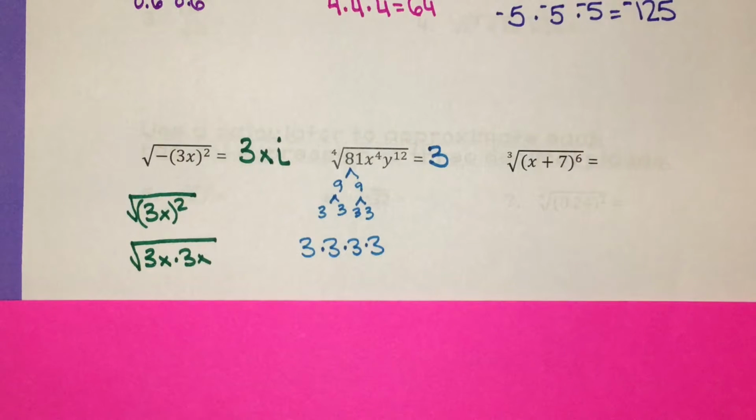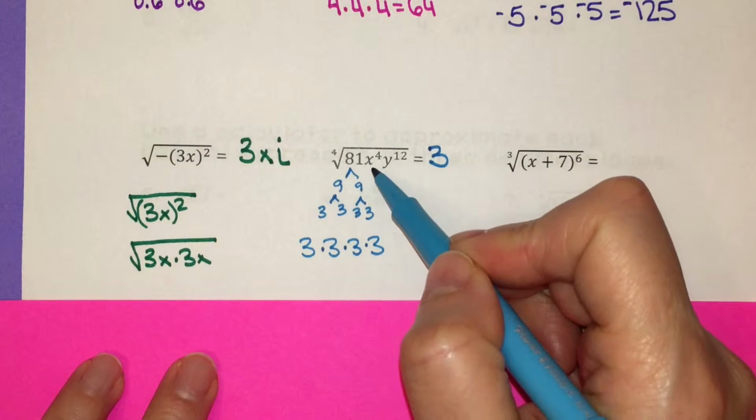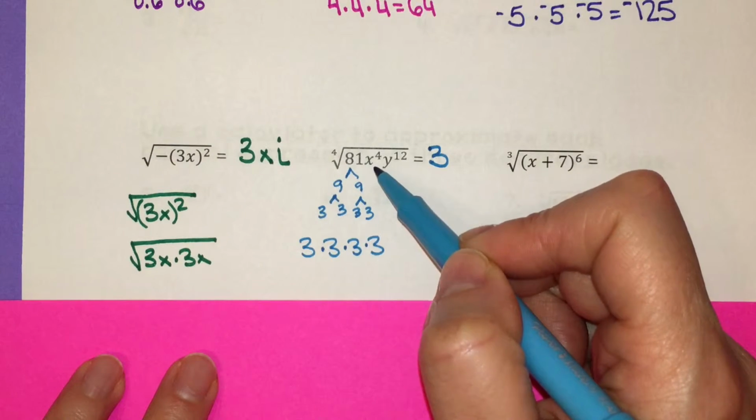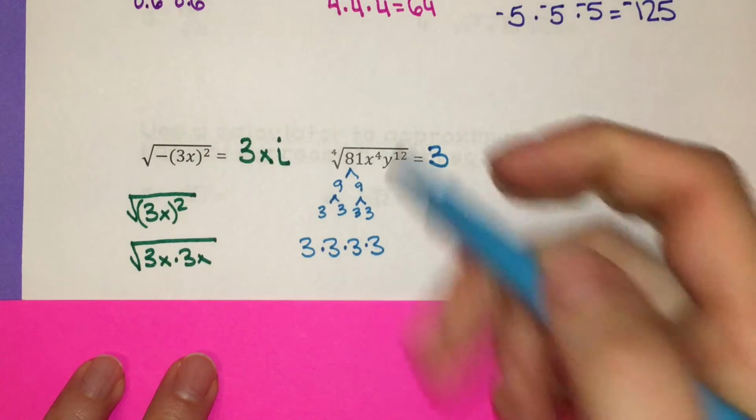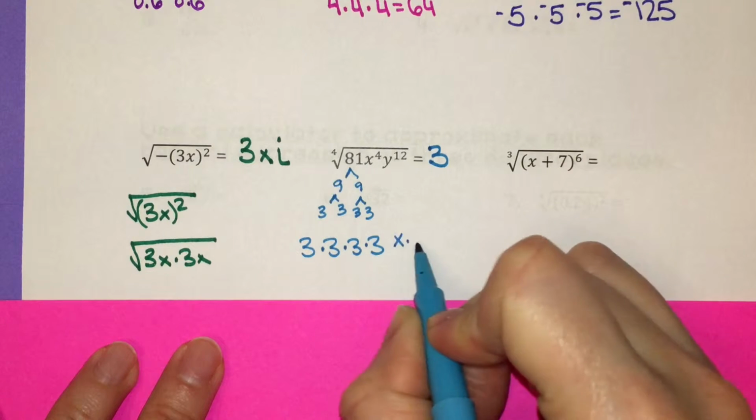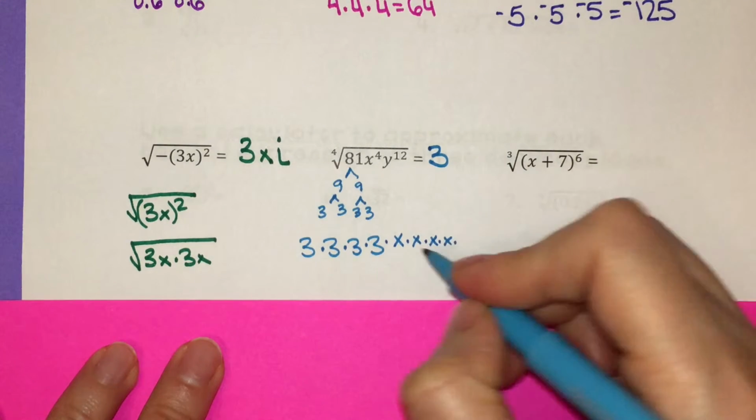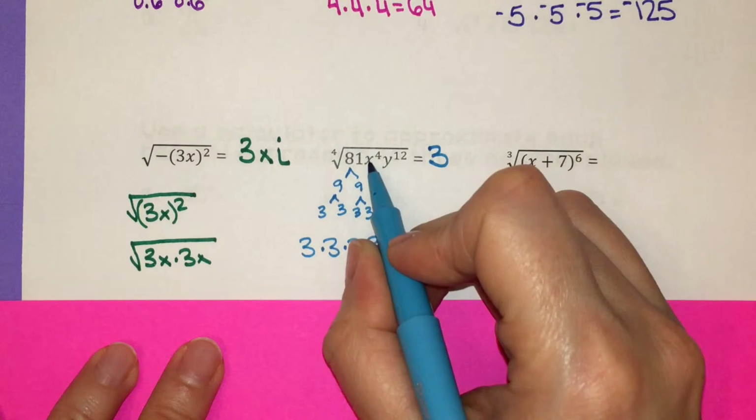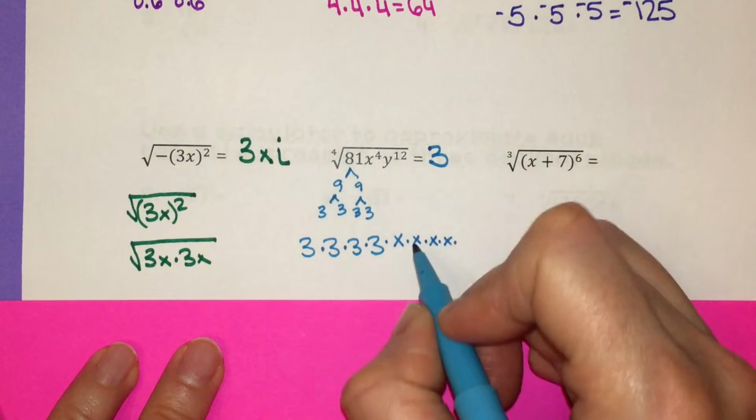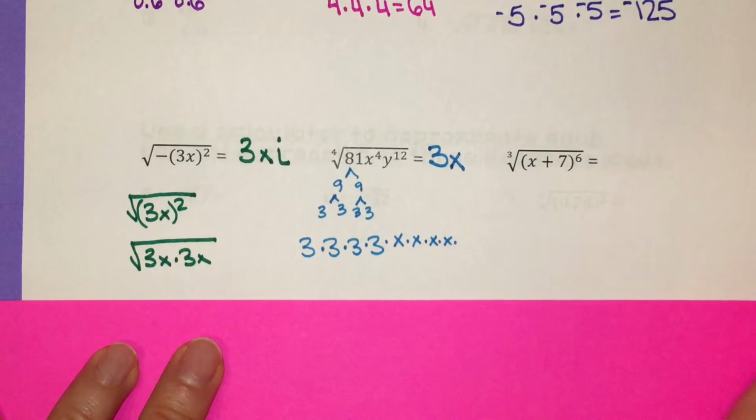So I can pull a 3 out, 3 multiplied by itself 4 times. Right? x to the 4th. Well, that's just x multiplied by itself 4 times. Because I found what I can multiply by itself 4 times, I can pull that 1 x out.